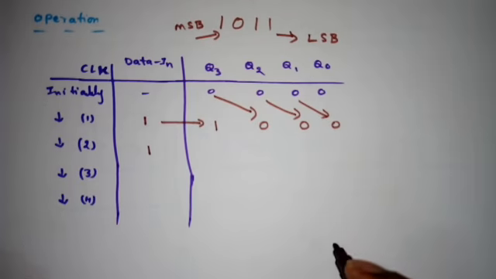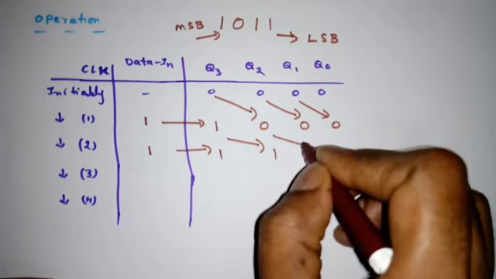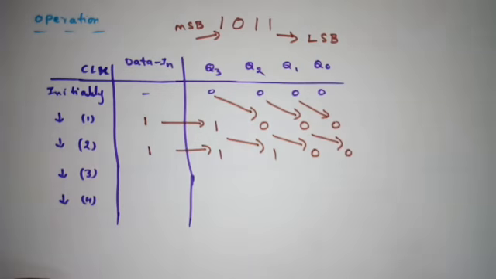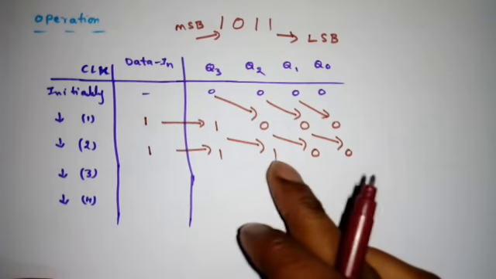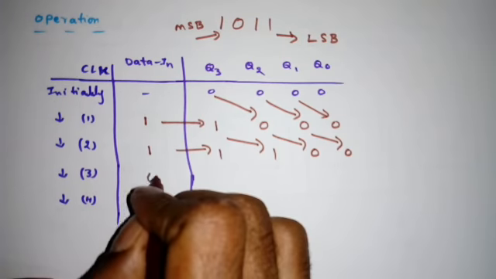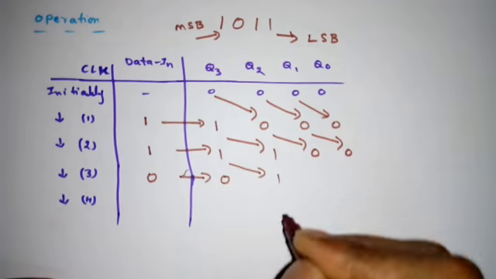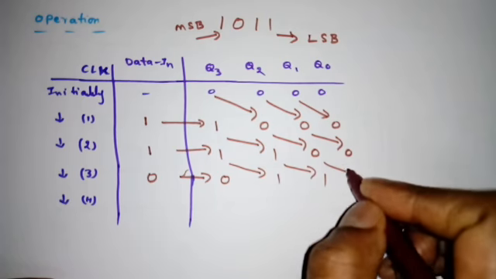So same thing we can have here. This 1 will be transferred here, this 1 here, this 0 here. Now the present state is 1 1 0 0. Next, which bit we have to apply? This 0. So 0 means again the same operation. 0 will be transferred here, 1 will be transferred here, and 0.